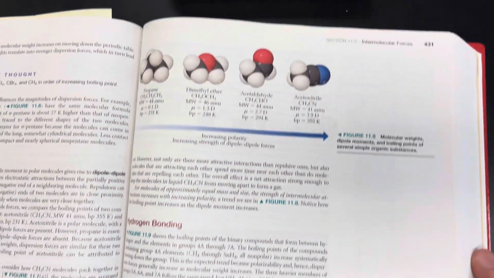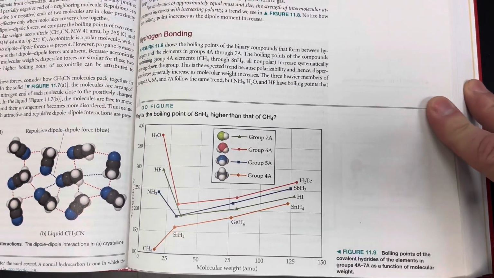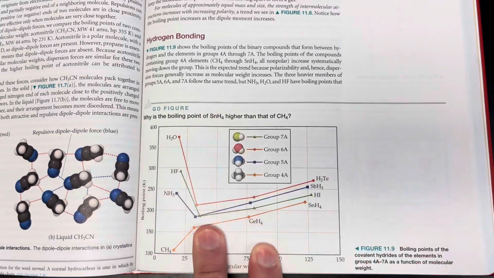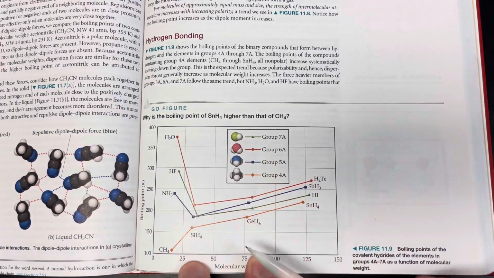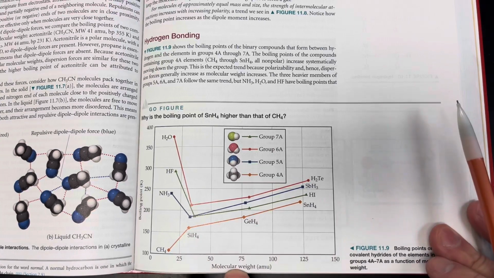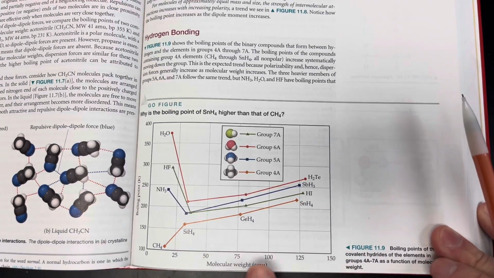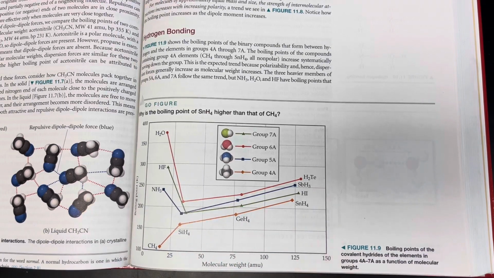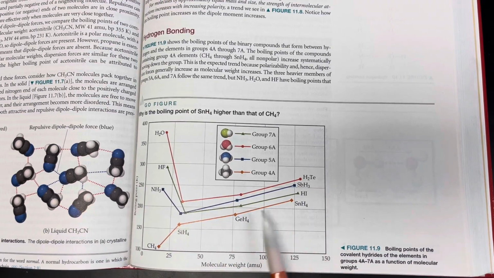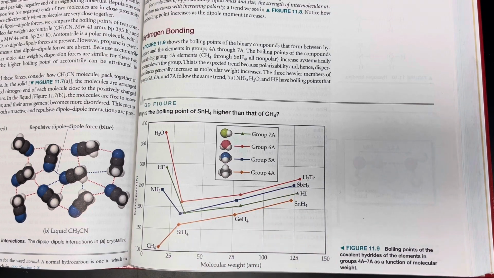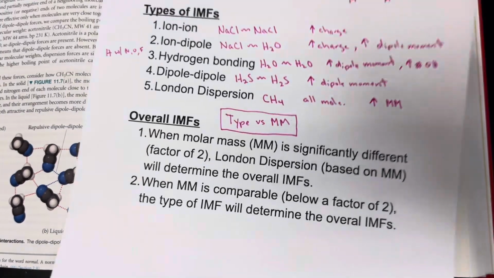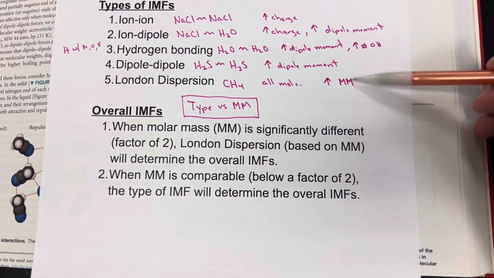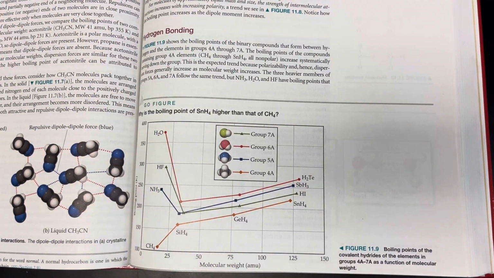Now, here at the bottom is this chart, okay? On the y-axis it's boiling point, and on the x-axis it's molecular weight, or molar mass. What we're going to see is, as we go to the right, as molar mass increases, the boiling point increases. And that's going to be our London dispersion forces. So once again, as molar mass increases, London dispersion forces increase, and that gives you a higher boiling point.